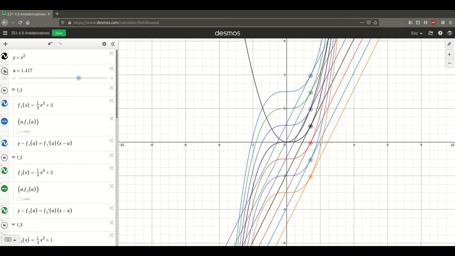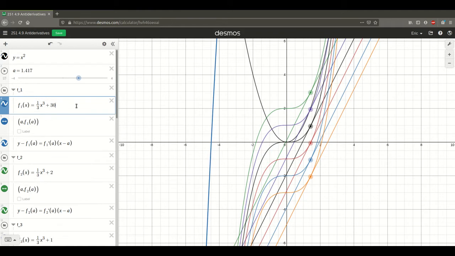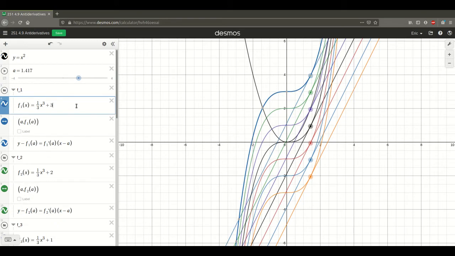Antiderivatives are not unique. Any function, this y is equal to x squared, has infinitely many antiderivatives. And all that is because you can shift its antiderivative up or down by a number and it doesn't change its slope. I can take this f1 and I could shift it up instead of by 3 by 30. And the slope is going to be the same. So, let's go back to the paper.